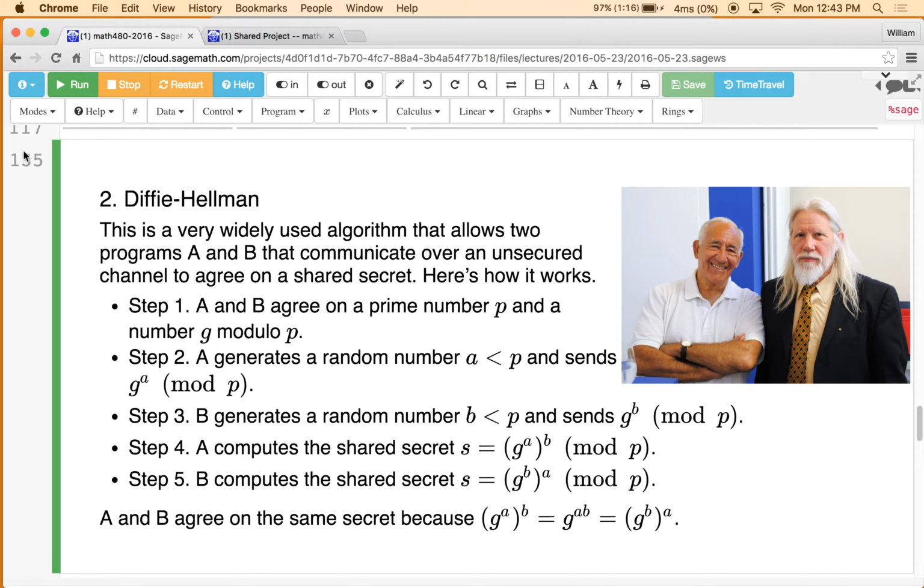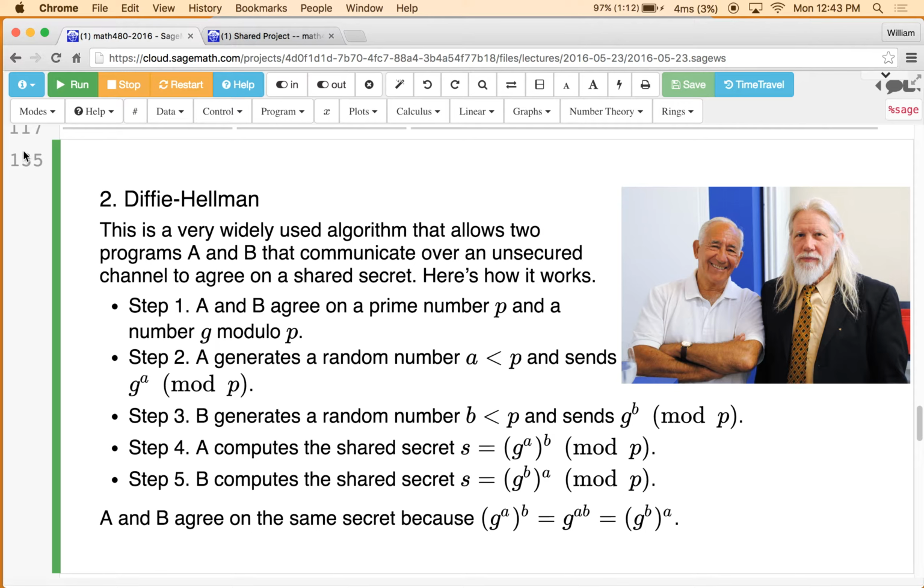Suppose two people, or maybe two computer programs these days, like your web browser and Amazon's web server, want to agree on a shared secret, which they will then maybe use for encrypting messages later. To make it feel very concrete, what's your name again? Mac? Okay, Mac and I would like to agree on a shared secret.